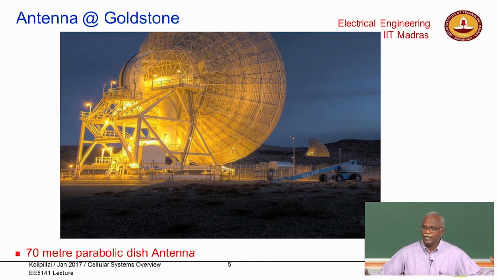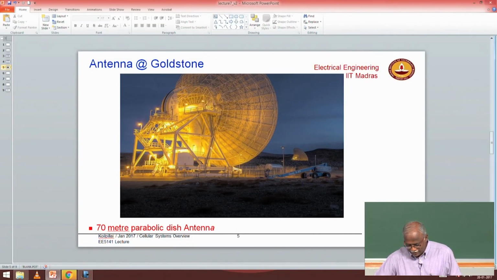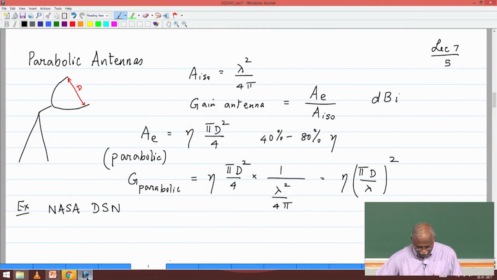So basically, they designed a 3 antenna system in 3 parts of the world, one in Spain, one in Australia, one in the US. As a communications engineer, when you go and study these things, you are absolutely fascinated by what they can do. So let's just look at the specifications of this.